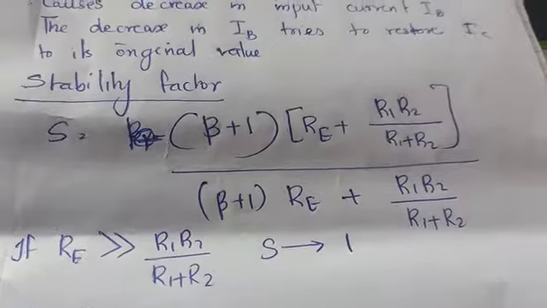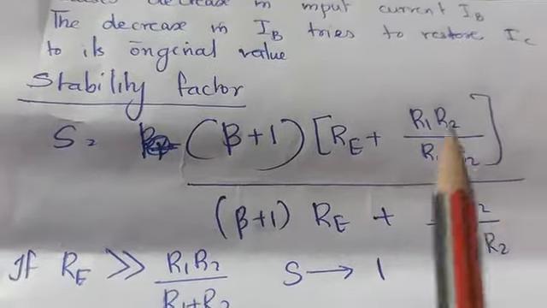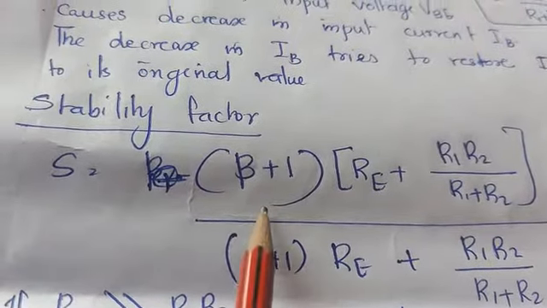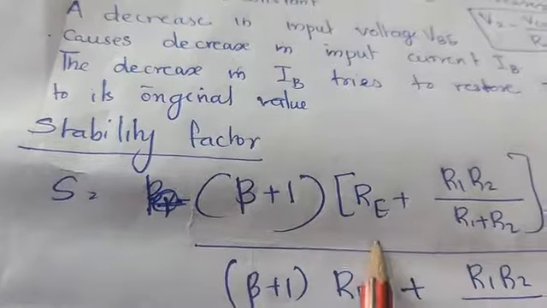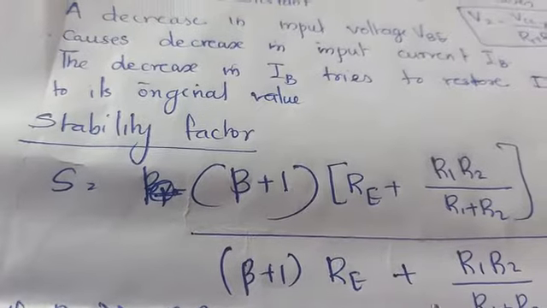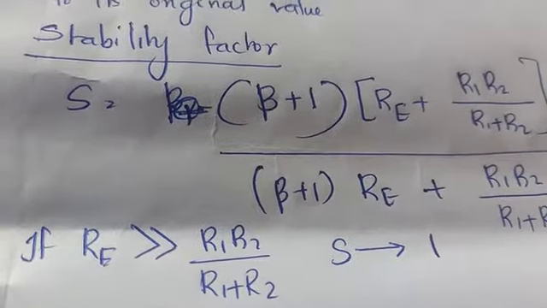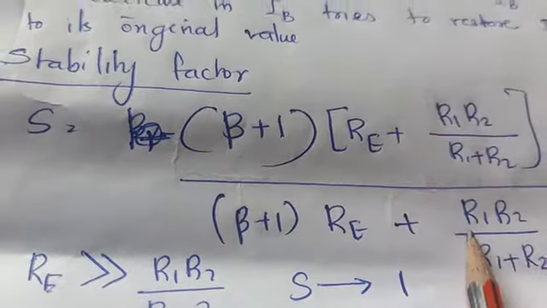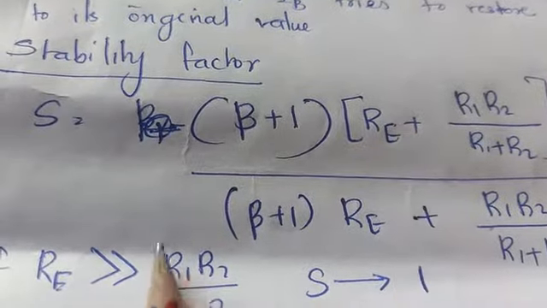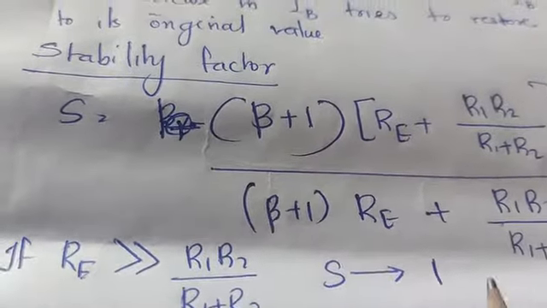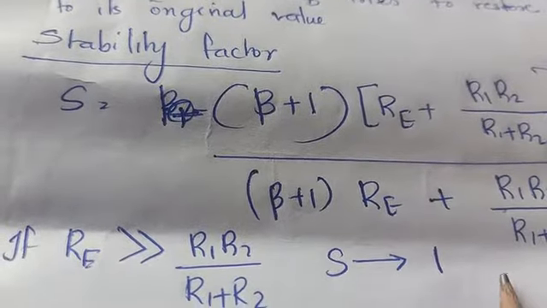Then the stability factor. We don't want to derive the stability factor equation, we just need to know the equation. S is equal to beta plus 1 into within bracket RE plus R1 R2 divided by R1 plus R2, the whole divided by beta plus 1 RE plus R1 R2 divided by R1 plus R2. If RE is very much greater than R1 R2 divided by R1 plus R2, we can neglect this quantity. So what will happen is beta plus 1 into RE divided by beta plus 1 into RE. That is, stability tends to be 1. That is the maximum attainable stability, and this is the most stabilized biasing circuit.